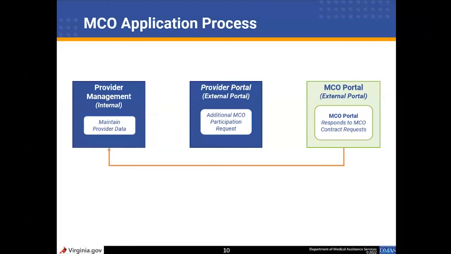The MCO clerks review the application and determine next steps. They can request more information, decline a provider, or set up a contract. If the MCO awards a contract to the provider, that information is sent back to PRSS, where the provider management area and provider portal are updated with the contract information.